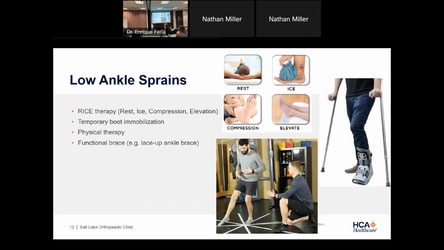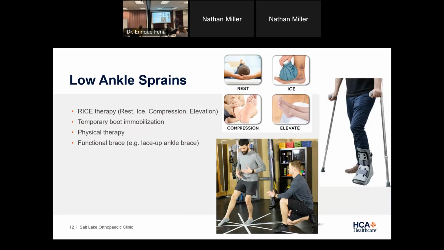The mainstay of treatment for low ankle sprains is something we call RICE therapy. RICE standing for rest, ice, compression, and elevation. If it's a bad enough sprain, the higher grade sprains, we classify them grades 1, 2, and 3. If you fall into the more severe grades 2 and 3, sometimes you require a boot temporarily. I don't like keeping patients in boots longer than 2 to 3 weeks because I do think it ultimately can cause issues with stiffness and weakness in your ankle long term. But for the first couple of weeks, it can be useful.